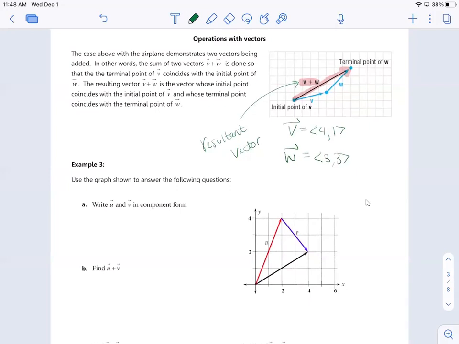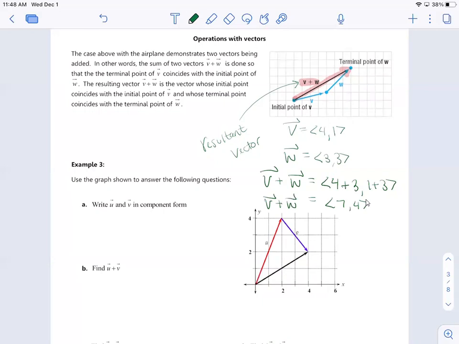Now, if I wasn't doing this visually, I am allowed to just add these two things together. So if I wanted to do v plus w, well, let me just be more accurate. 4 plus 3, and then it's 1 plus 3. So I get 7, 4. That would represent the addition of those two vectors.